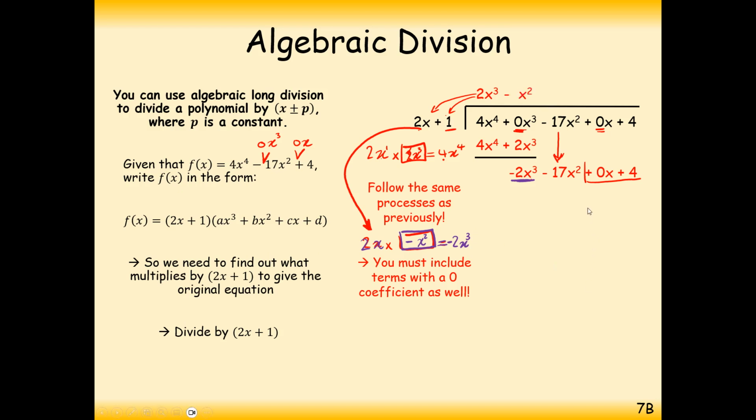So I'm going to put negative x squared on the top there and multiply it out, and I get these two terms. Negative x squared times 1 is negative x squared. So put a bracket around it, and when you subtract, you will see that you actually need to add x squared to negative 17x squared, and this is what you get. Now you bring 0x down here.